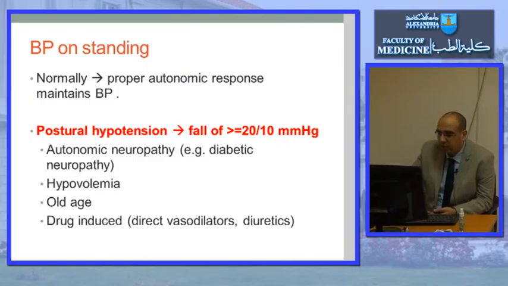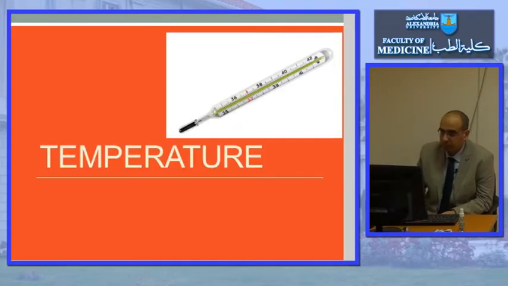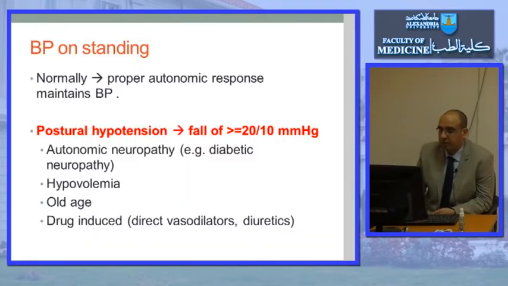As I described, there may be a defective autonomic response after the patient stands, like in patients with autonomic neuropathy, and the most common cause is diabetic neuropathy. Also, we find it in hypovolemia, old age, and some drugs like direct vasodilators and diuretics. We should take care of that, especially in elderly patients, because they might get falls. We finish with blood pressure.